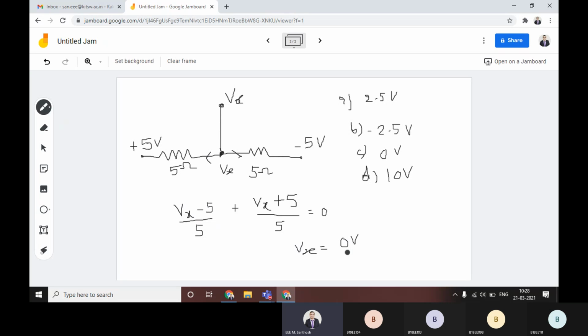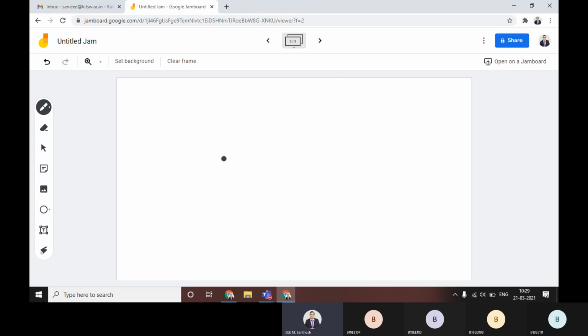And she solved it. There is no potential difference at this point. Why? Because this plus and this minus get cancelled. Then you will get overall 0 volts only. Exactly. This is your answer.